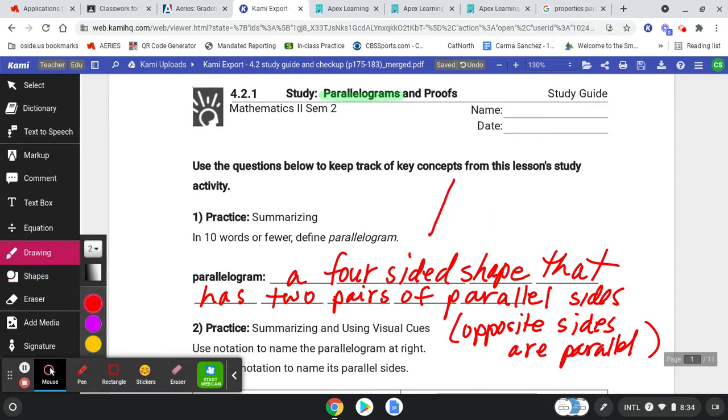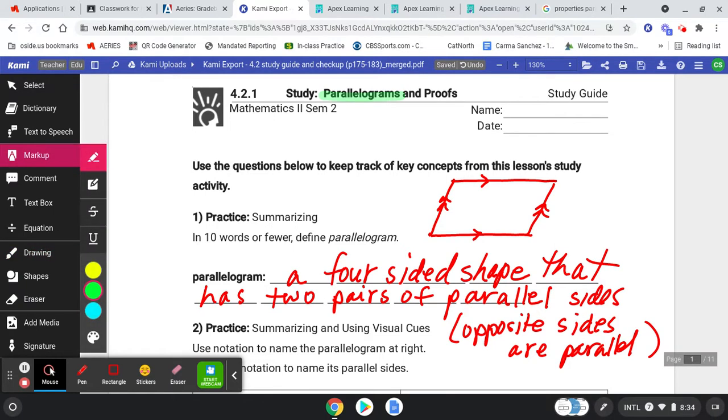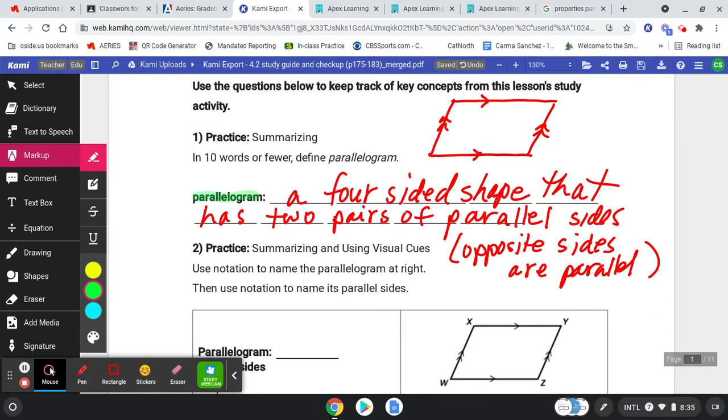So remember that we want two sets of parallel sides. How are they going to signal to us that they are parallel? We remember we use these little marks that mean parallel. So like two arrows or one arrow. So because this is a four-sided shape that has two sets of parallel sides, we can say that it is a parallelogram. So take a second to draw that little image as well with your definition. Feel free to pause the video if I go too fast and you still need to write some of this.